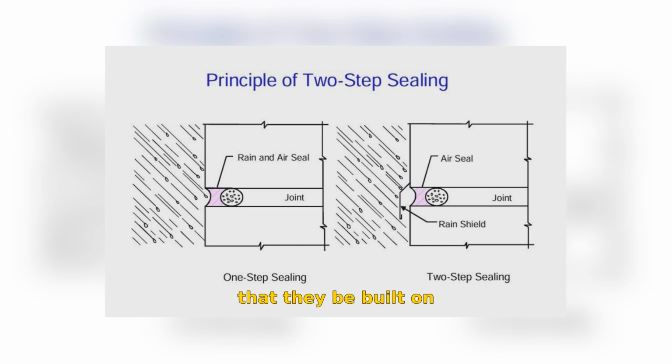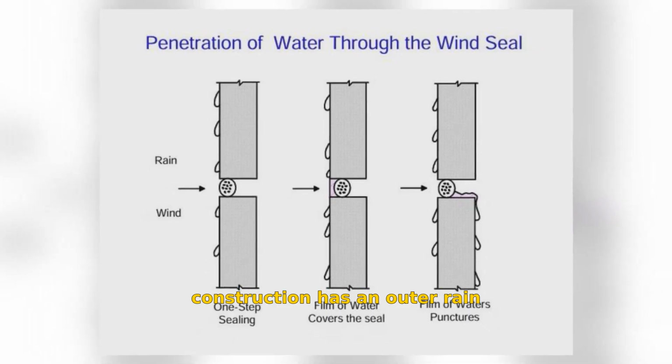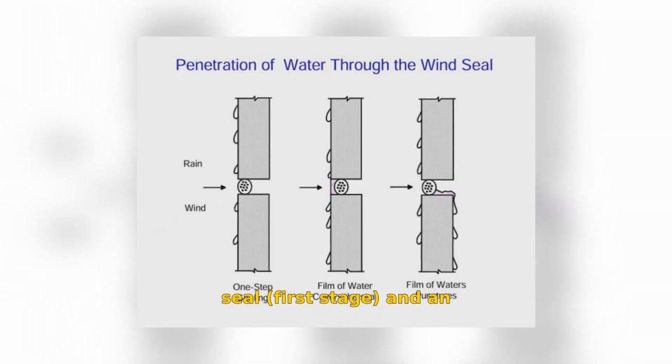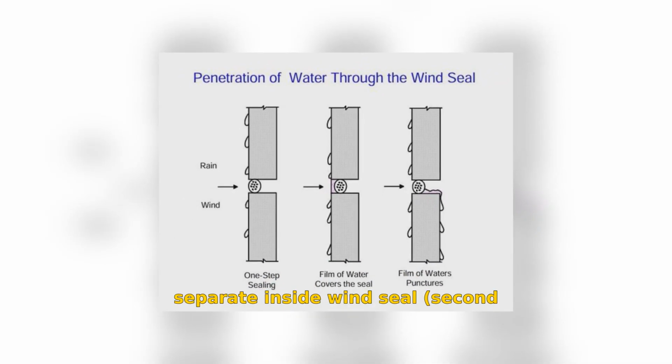This requires that they be built on the lines of two-stage sealing. Two-stage sealing means that the construction has an outer rain seal, first stage, and a separate inside wind seal, second stage. The rain shield should prevent rain from coming into contact with the wind seal. The total pressure difference between the outer and inner side of a building under wind stress will always be above the wind seal itself in the wall or windows.